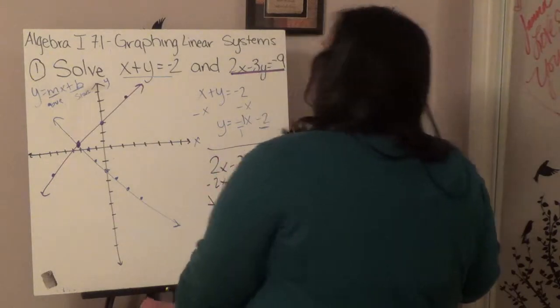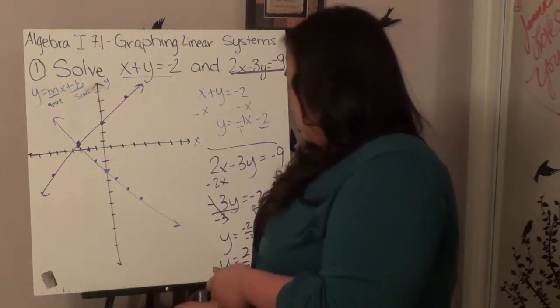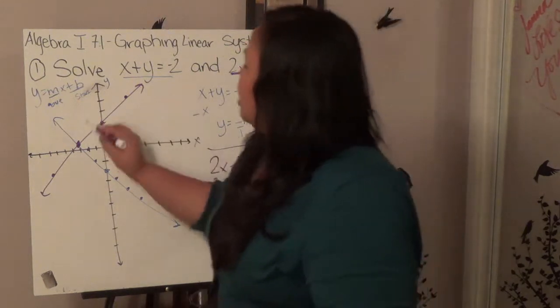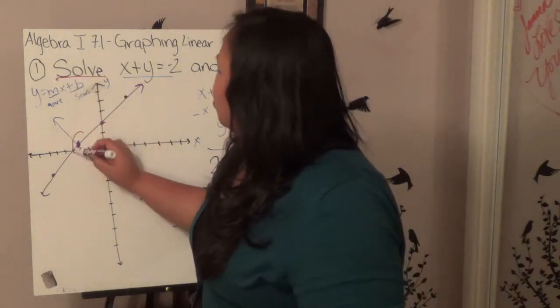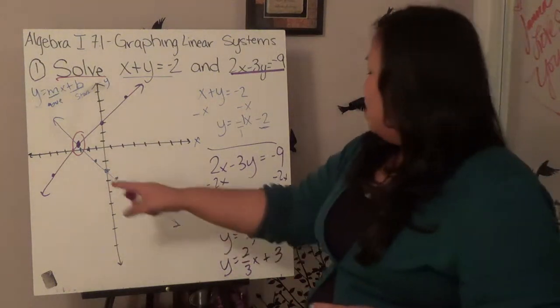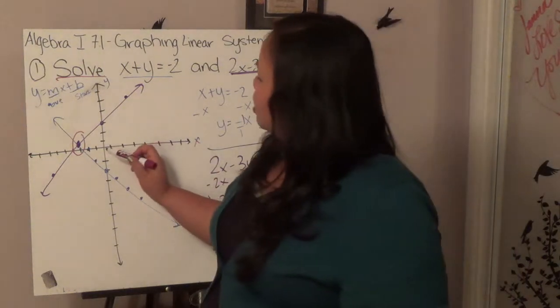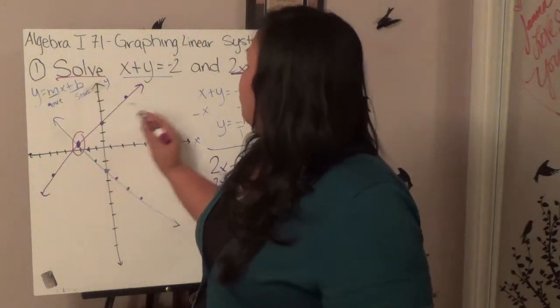So when it's asking me to solve, I'm looking for an answer. Let me get a color. When it's asking me to solve, I'm looking for an answer where they both have in common, and that's a point that they both have in common. So that means that I'm going to go ahead and find that point. That point is negative 3, up 1.